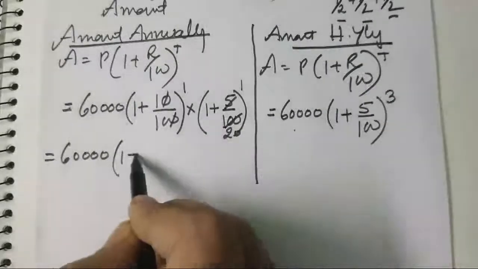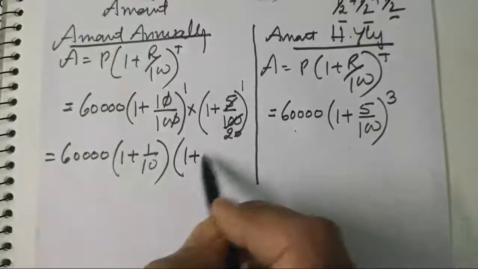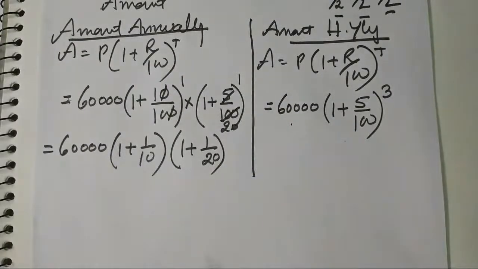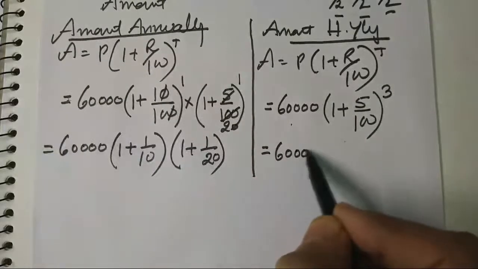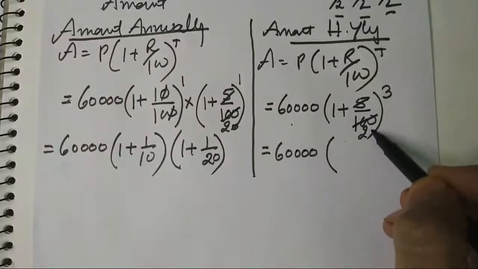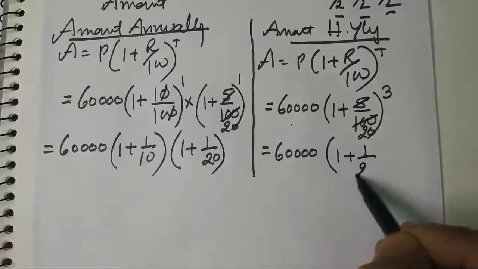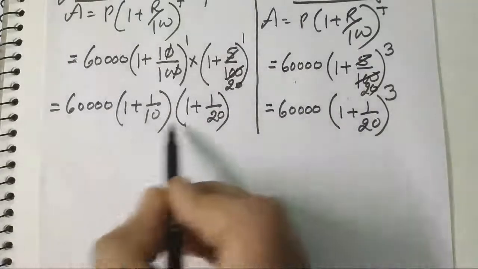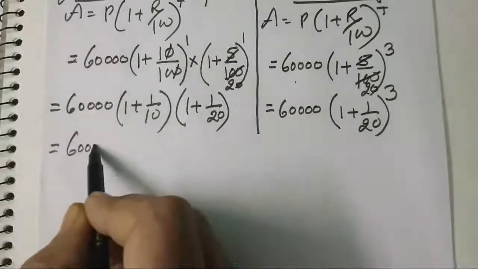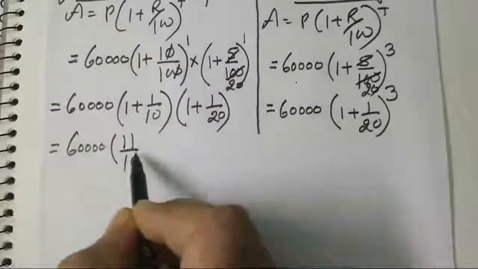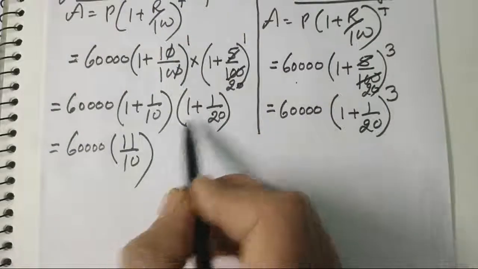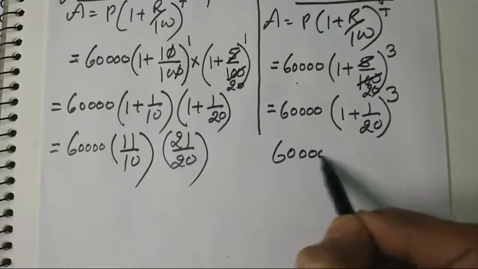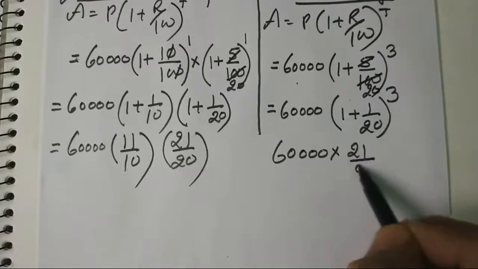Now 1 plus 1 upon 10 and 1 plus 1 upon 20, sorry. And this is half yearly, so it will be 60,000. Just understand the difference. This will become 1 plus 1 upon 20 and the power is 3. So this side is giving you annually and this side is giving you half yearly. When you simplify, this fraction will become 60,000 times 11 upon 10, times 21 upon 20, and the half yearly amount will become 60,000 times 21 upon 20 whole cube.